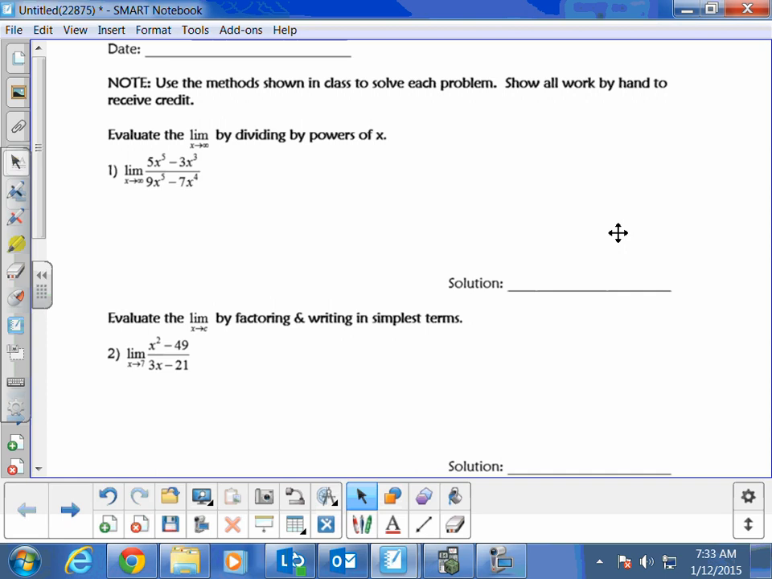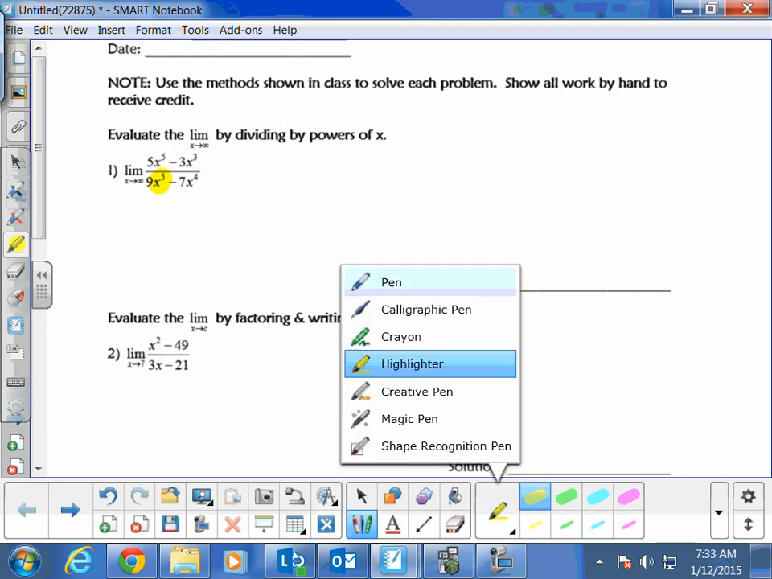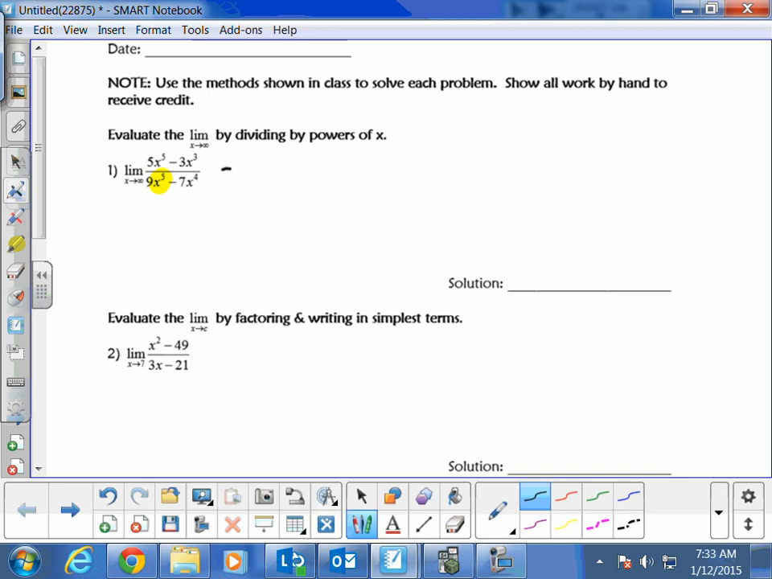One of the things I want us to do is read the instructions. It says evaluate the limit by dividing by the powers of x. With this one, you're going to identify the highest power in the denominator and divide everything by that. In this case, that value right there is x to the fifth. So what I'm going to do now is divide everything by x to the fifth.